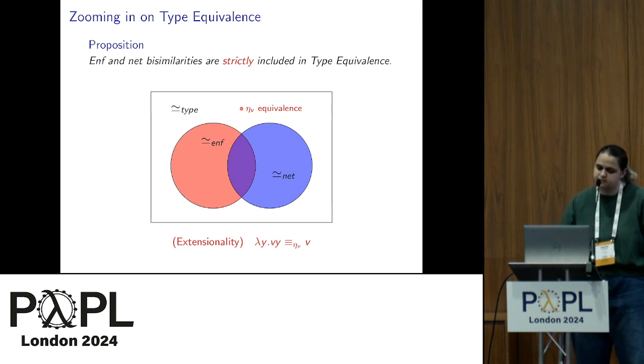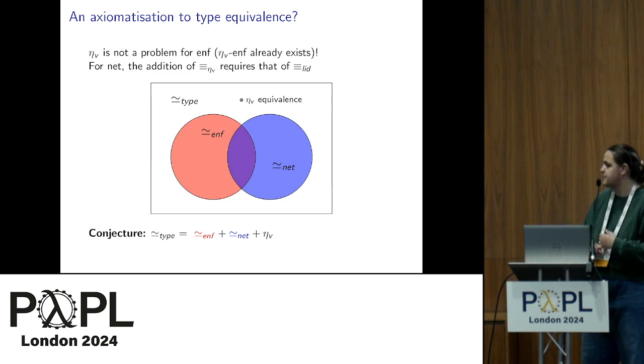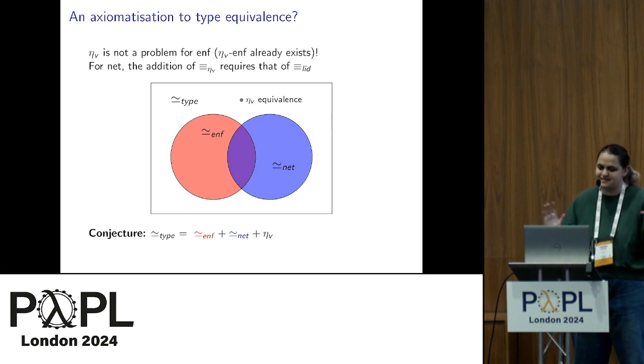Eta v is just a reconstruction on values of eta equivalence. And so this inclusion is, again, strict, but it's less of a problem if we want to reach type equivalence, because eta is not a problem for env bisimilarity. It's been really studied by Lassen and then improved later on in other works. But it's still a problem for net.